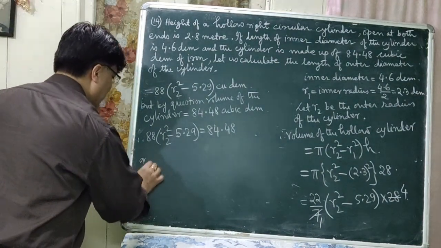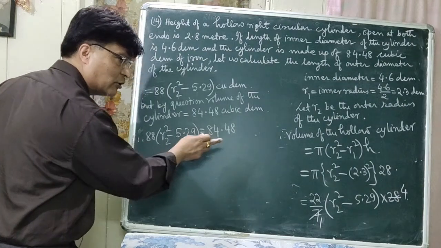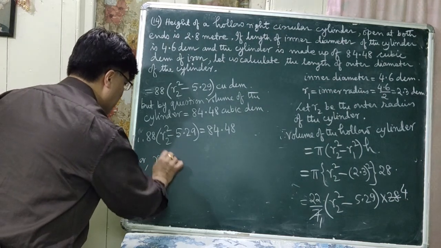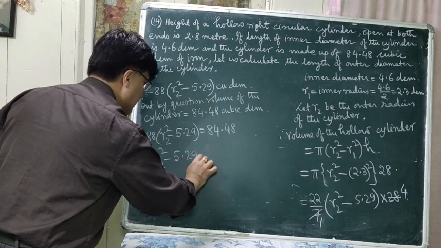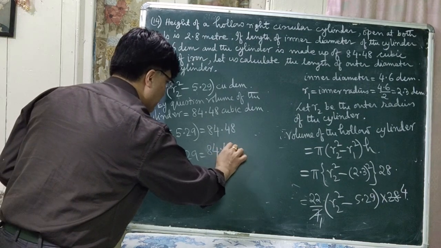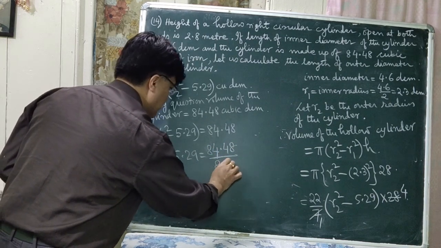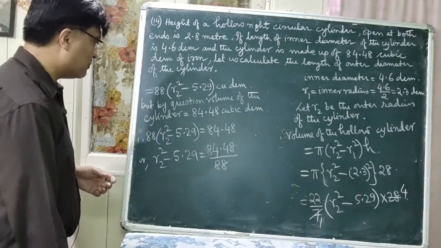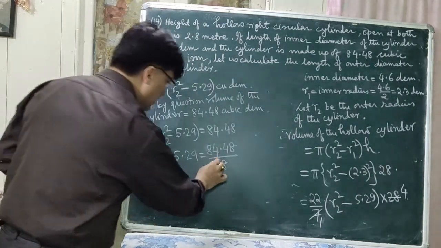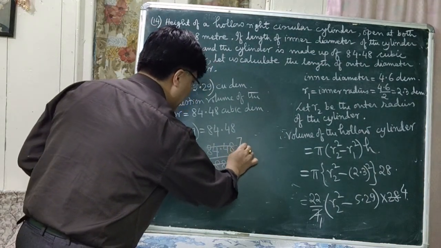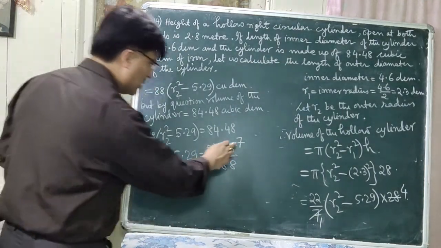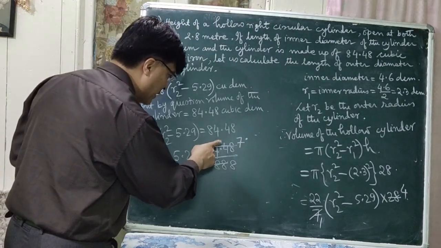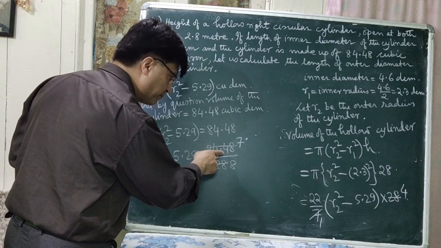Okay. Now 88 is taken to the right hand side. It goes to the denominator. You should write down this 88 in the denominator on the right hand side. Okay. So R2 square minus 5.29 is equal to 84.48 divided by 88. So I think you have understood it. Okay. So you can cancel it by 11. 11 8s are 88, 11 7s are 77, isn't it? So 84 minus 77 is 7, 74, right?